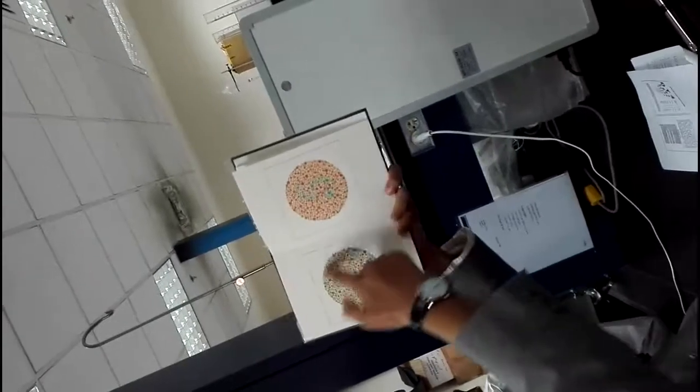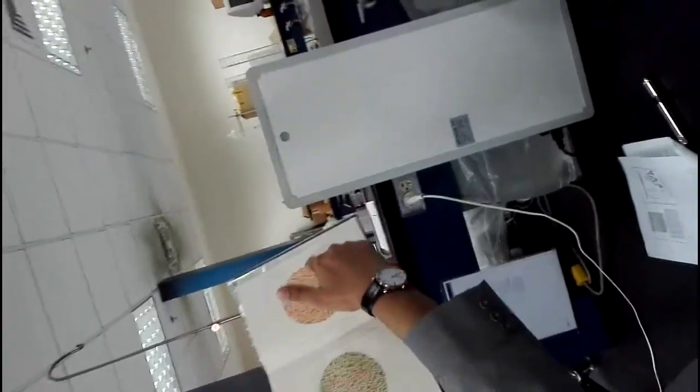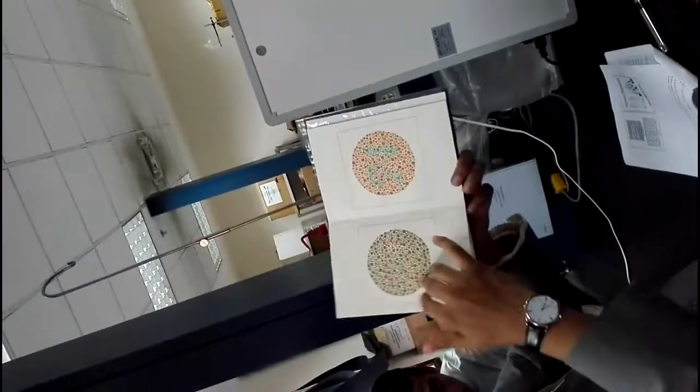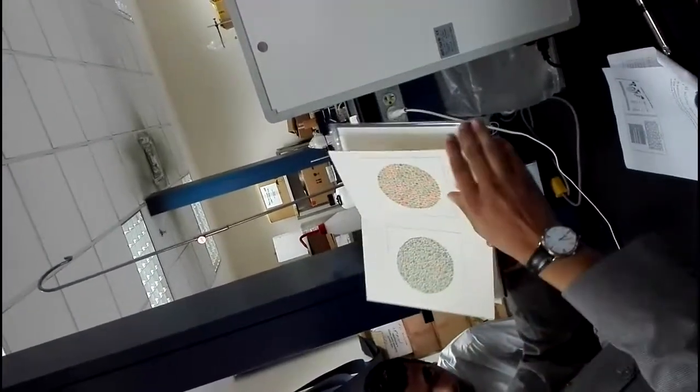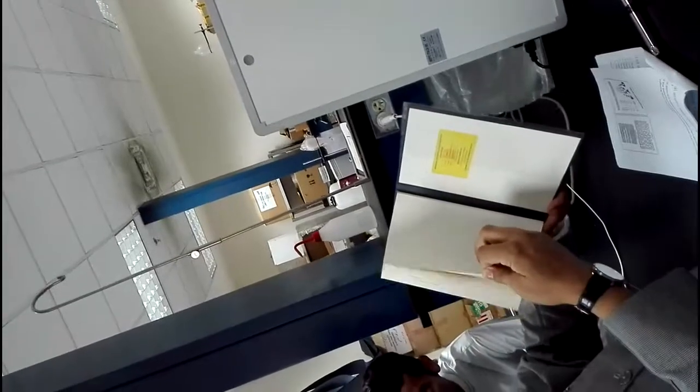The background is different colors, green. The numbers are written in shades of red. Here you see the background is red. The numbers are written in green. Okay. Now if you go to the end of this, there was a manual here also.